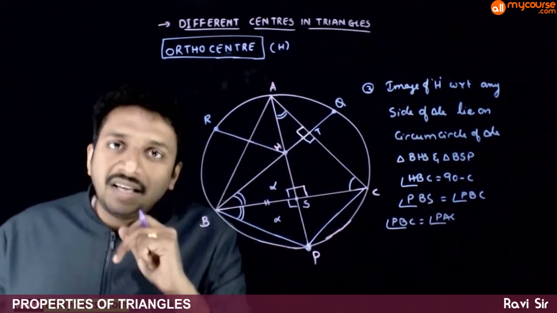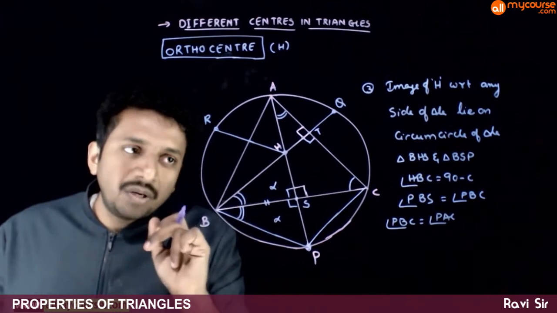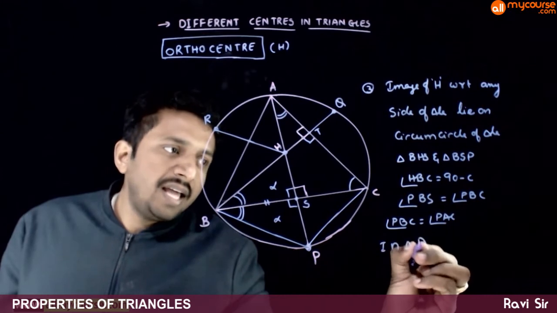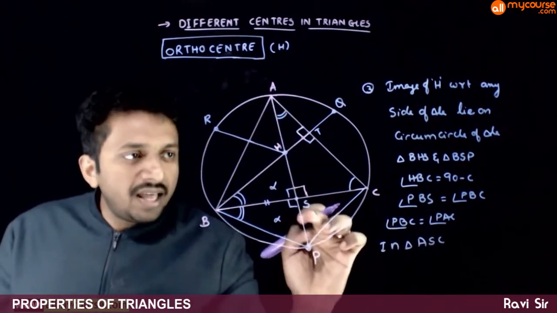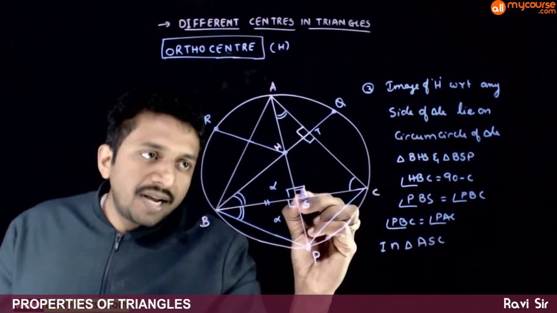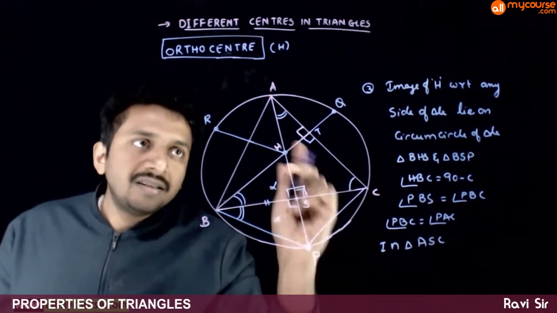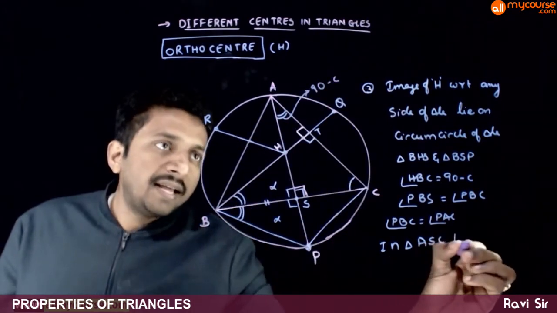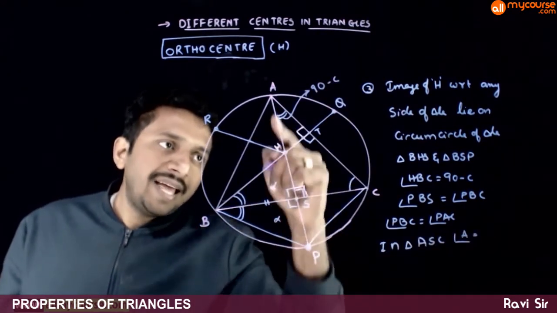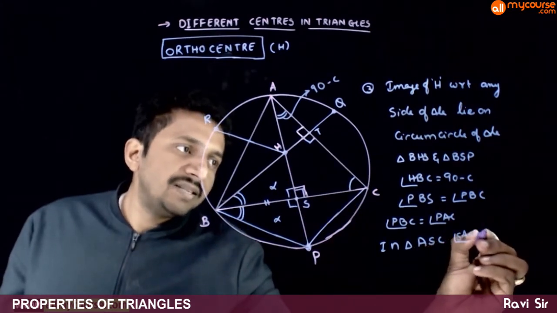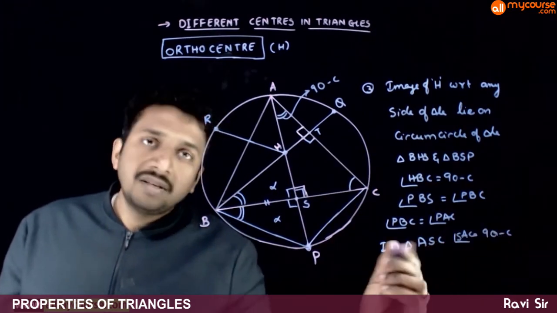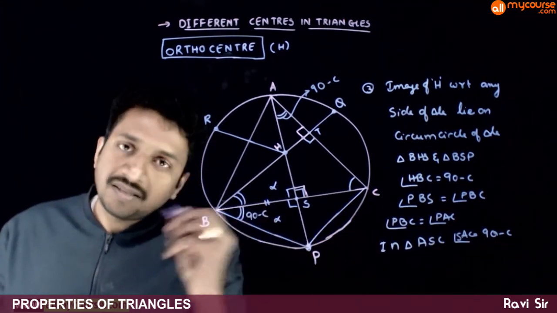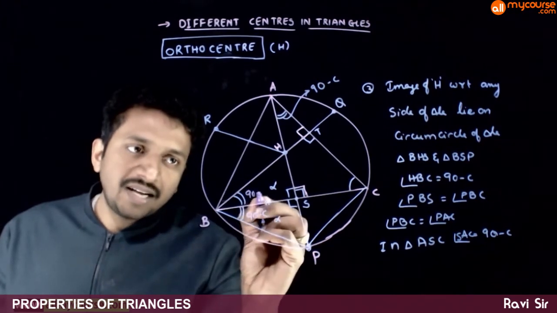Now what is this angle equal to? Let us take triangle ASC. In triangle ASC, angle S is equal to 90 degrees. One angle is C. The other angle has to be equal to 90 minus C. So angle SAC is equal to 90 minus C. If SAC is equal to 90 minus C, angle PBC is also equal to 90 minus C. So this is 90 minus C, this is 90 minus C.